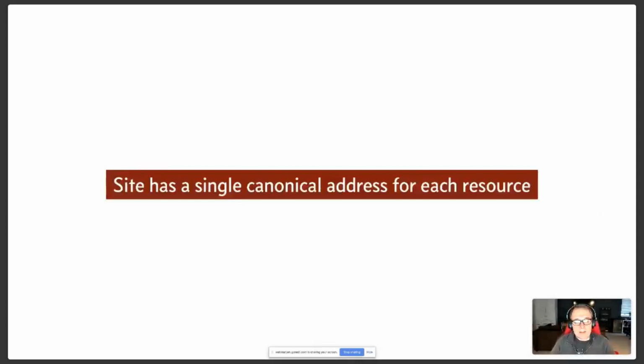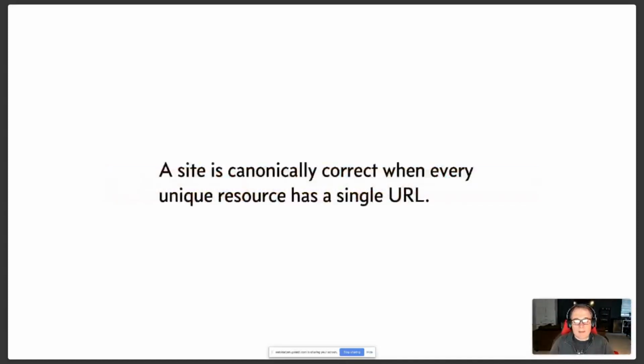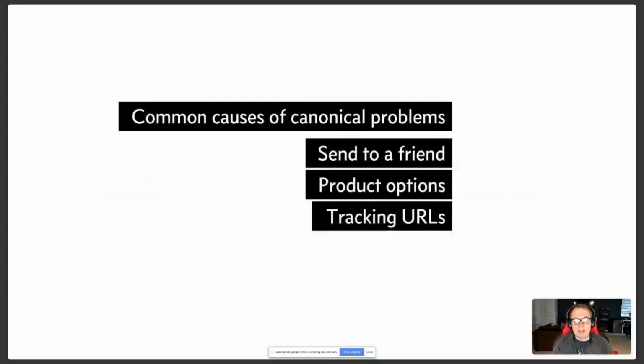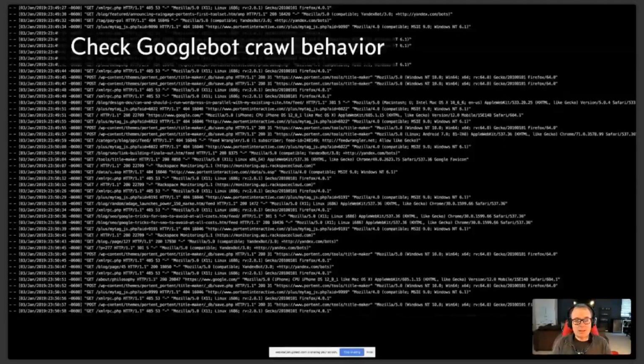Next up is you want to make sure your site has a single canonical address for each resource. This is the biggest technical SEO issue I see on sites every time I look at them, is canonicalization. Now, a site is canonically correct when every unique resource has one address. Common causes of canonical problems are send to a friend links, product options, tracking URLs, things like that.